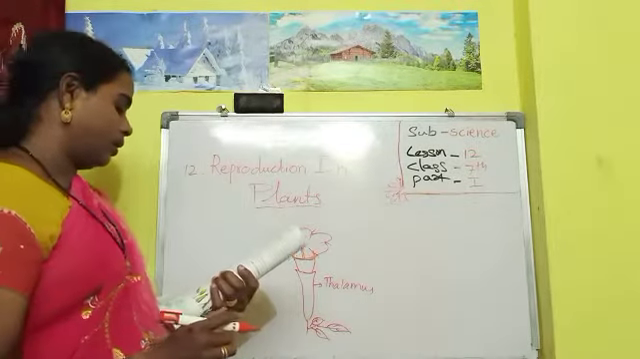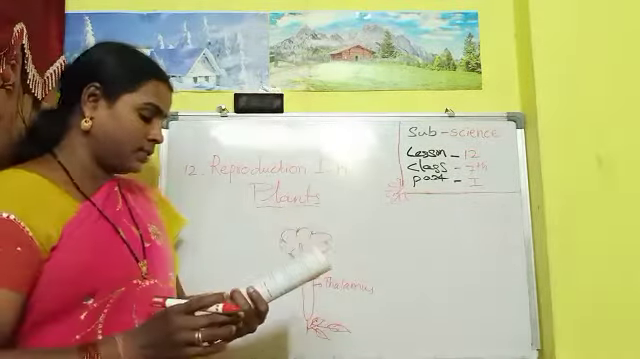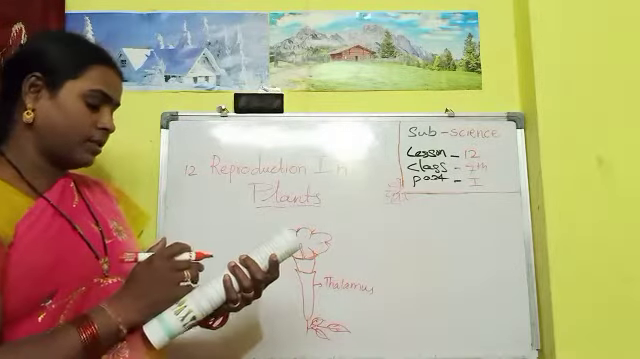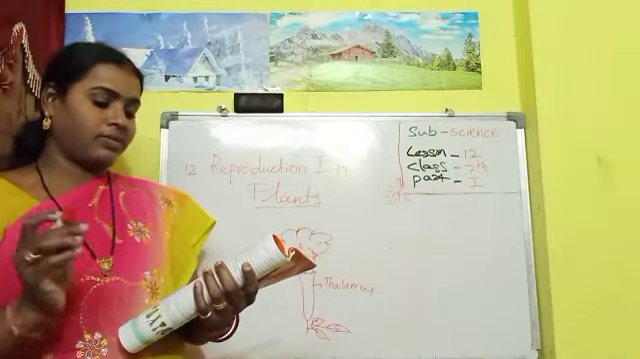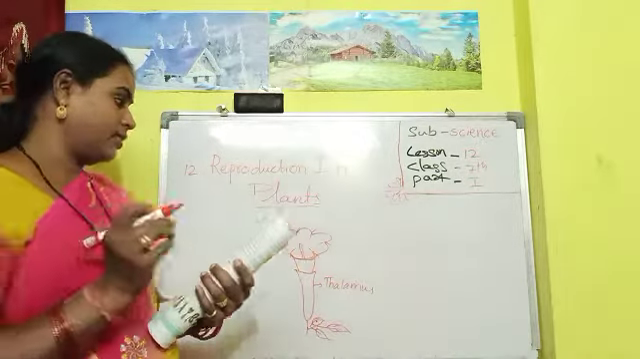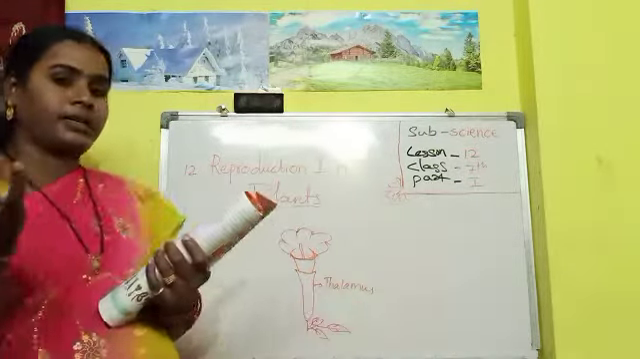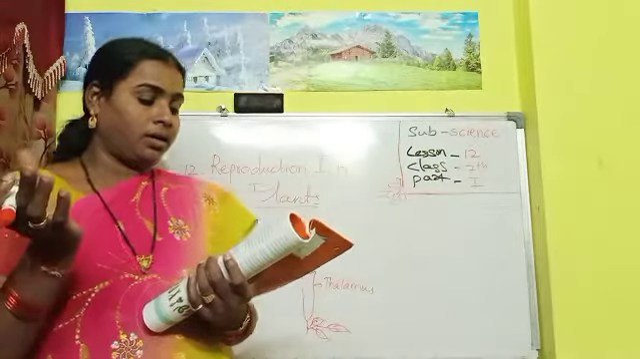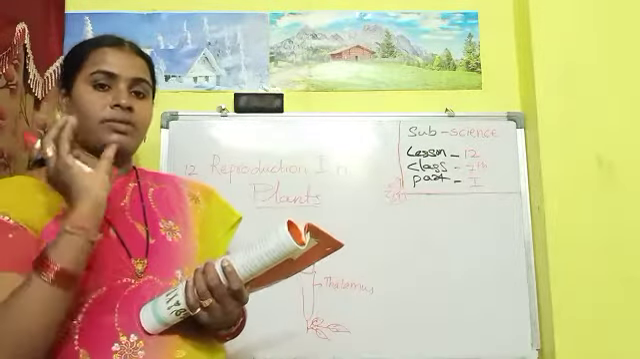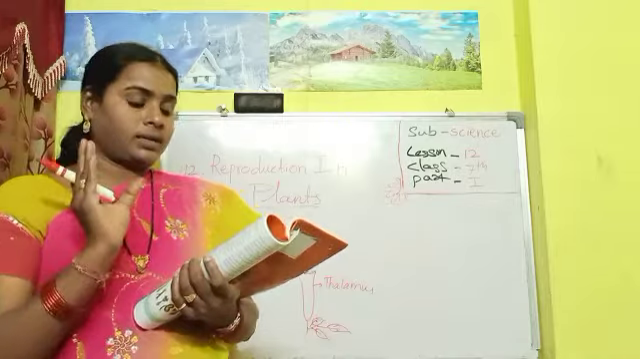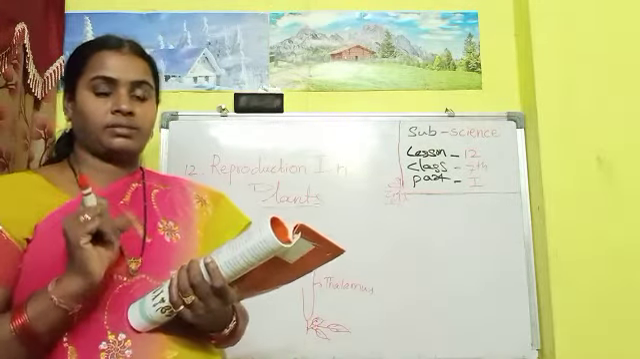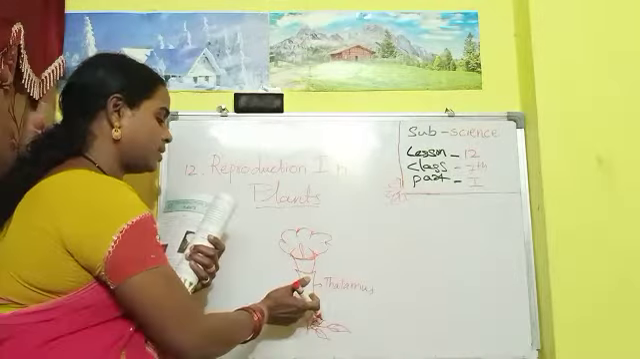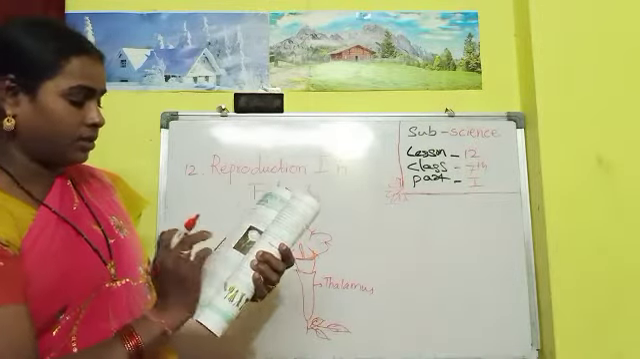Now calyx. What is the calyx? We'll see. What is the thalamus? Thalamus means, it is the seat on which the parts of a flower are present. It is a seat, children, a flower seat on which the parts of a flower are present. The parts of the flower are present on this seat. See here, children.